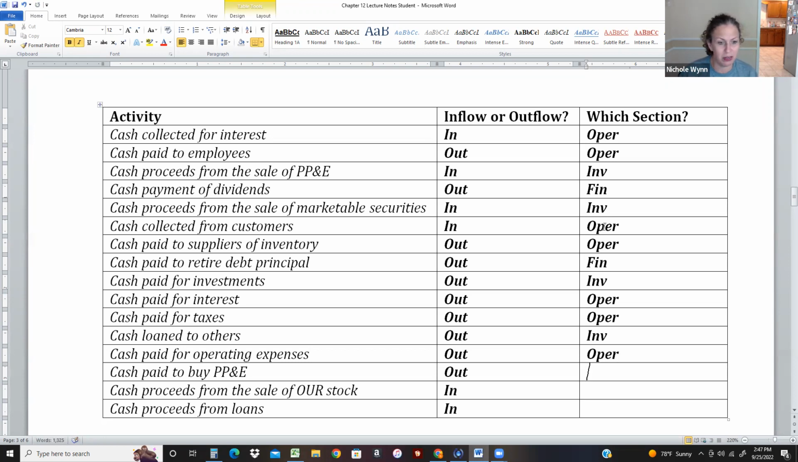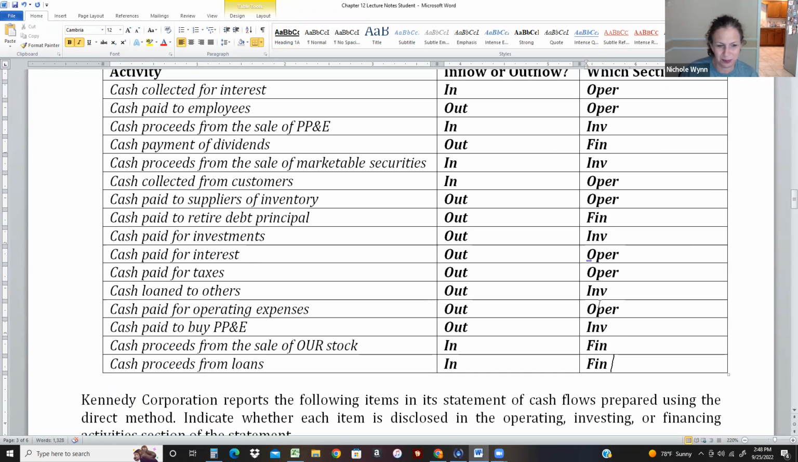Operating expenses, PPE is always investing in ourselves. Cash proceeds from the sale of our stock. This is money from owners. So if we sell our stock to investors, that is how we're financing our business, and loans are financing. So that's all of those. This is a great example one.